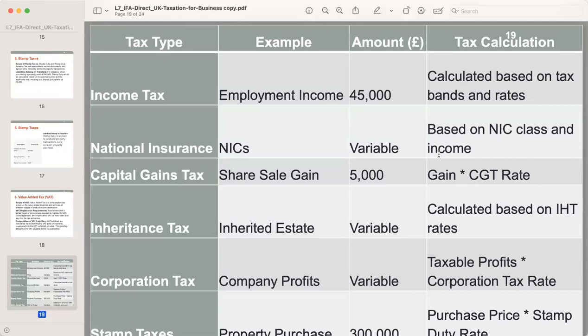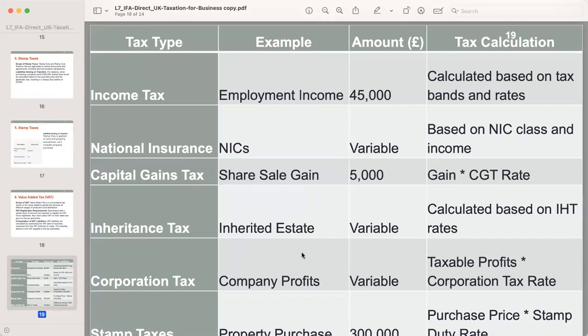Then capital gains tax: share sale gain, 5,000 pound gain, CGT rate. If you make money by selling things like shares, you might need to pay a tax on the profit you made. Then inheritance tax: inherited estate, variable, calculated based on the inheritance tax rate. When someone leaves you money or property when they pass away, there might be a tax on it, but it depends on how much you get.